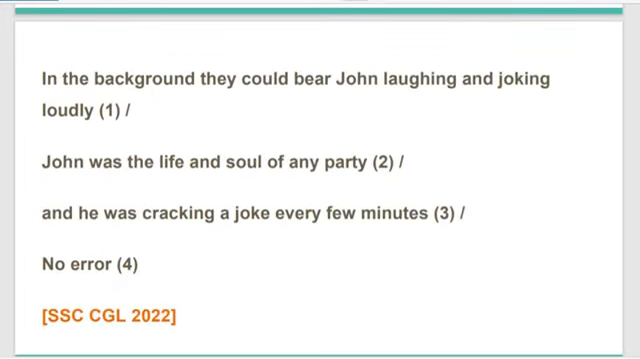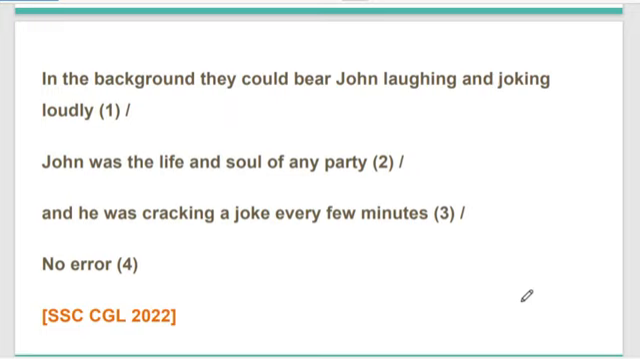You can clearly see that this question is a little bigger. Again, warning you all, please read the question twice to thrice. In the background, they could hear John laughing and joking loudly. John was the life and soul of any party, and he was cracking a joke every few minutes. And this is a question of, again, SSC CGL 2022. We have faced this question in 2022 CGL.